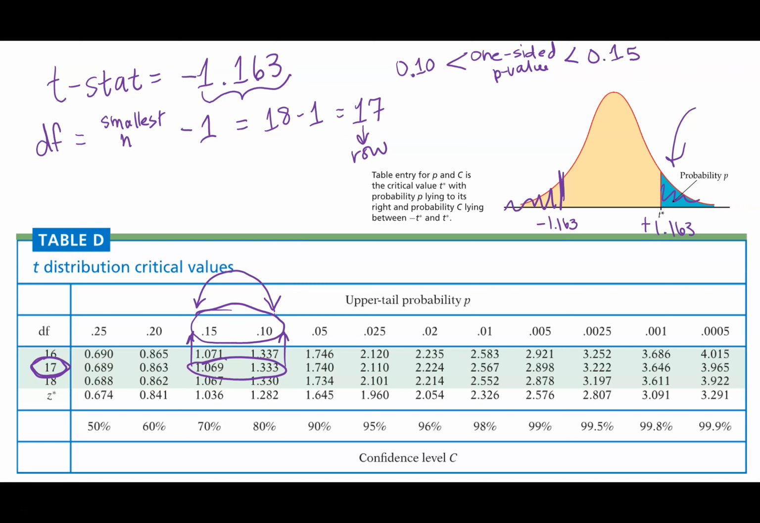But then you have to remind yourself, hey, do I want to have a one-sided p-value? Because our alternative hypothesis was two-sided, right? So not equals sign. That means I have to just multiply everything by 2. So I'll get a two-sided p-value between 0.20 and 0.30. That's really, really big.